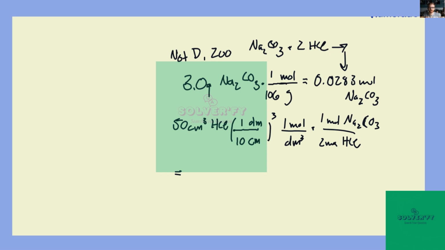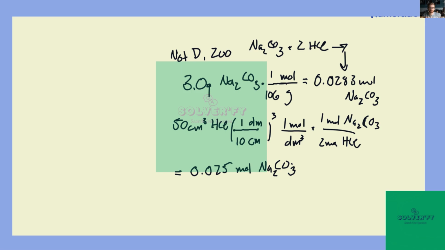Well, we need to do math off to the side. 50 divided by 10 cubed, or 1,000. And then all of that divided by 2. And we get 0.025 mole of sodium carbonate. That is to say that we didn't have all 0.0283 moles of our sodium carbonate reacting. We had 0.025 moles of sodium carbonate reacting.